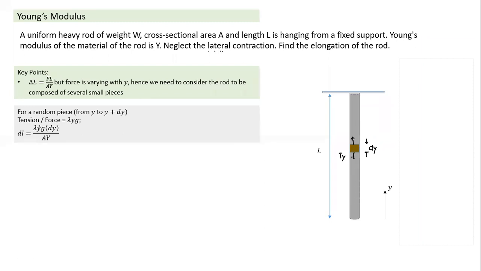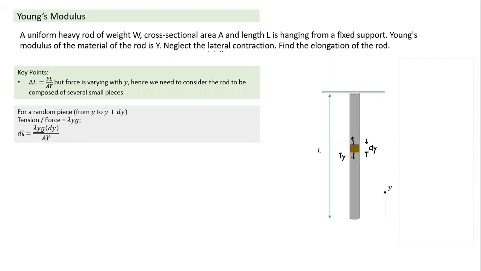So if lambda is mass per unit length, the total mass of the entire part from 0 to y will be lambda into y. This, multiplied by g, becomes the weight below this point. So this becomes the force or tension which is acting. This is the tension acting at a point which is at a height of y from the bottom piece, and the length of the piece is dy here.